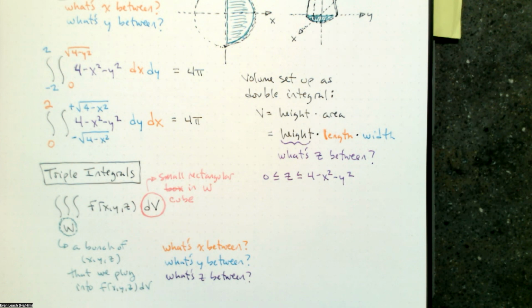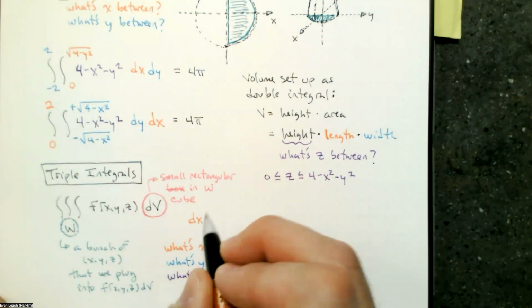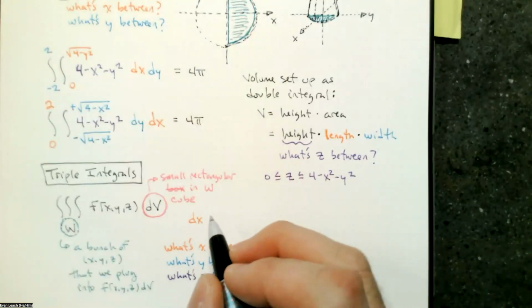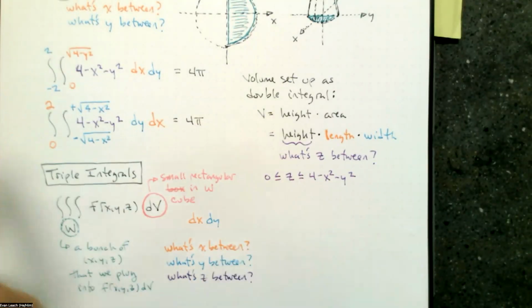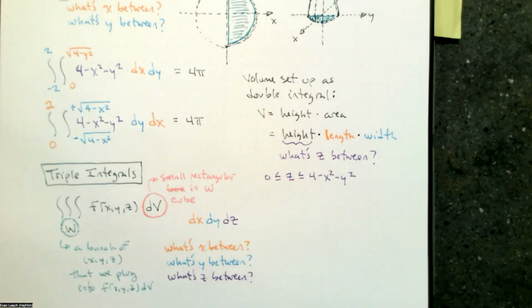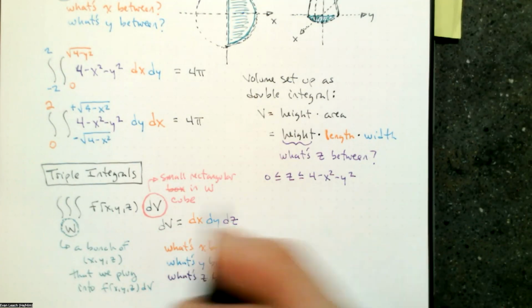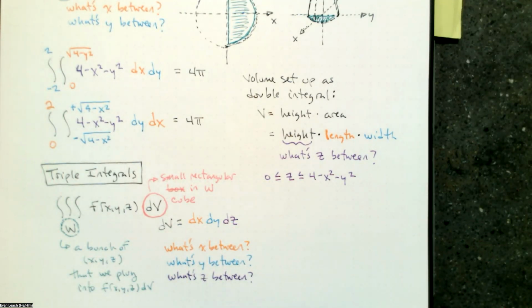And this little rectangular cube in W, called dV, is going to have three factors: a dx, a dy, and a dz. Just like dA was dx times dy.